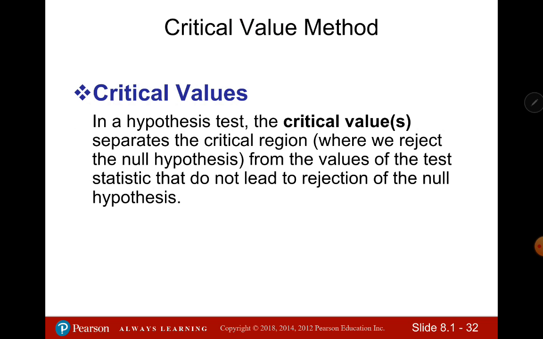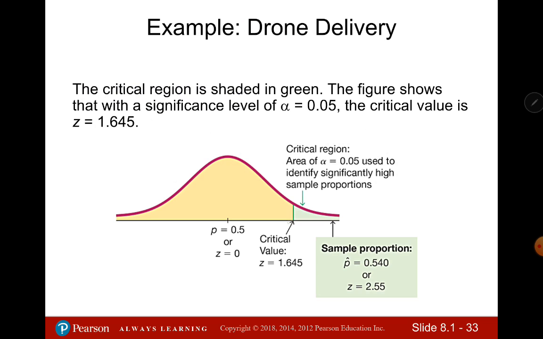And critical values have the same definition. They still separate the region into the rejected region and the non-rejected region. So here, if this is the critical value, then the right side here is the rejected region. The critical value just separates the whole region into two parts.